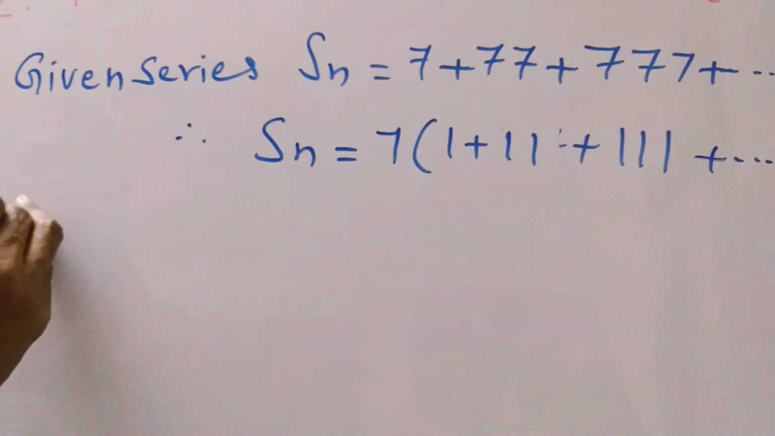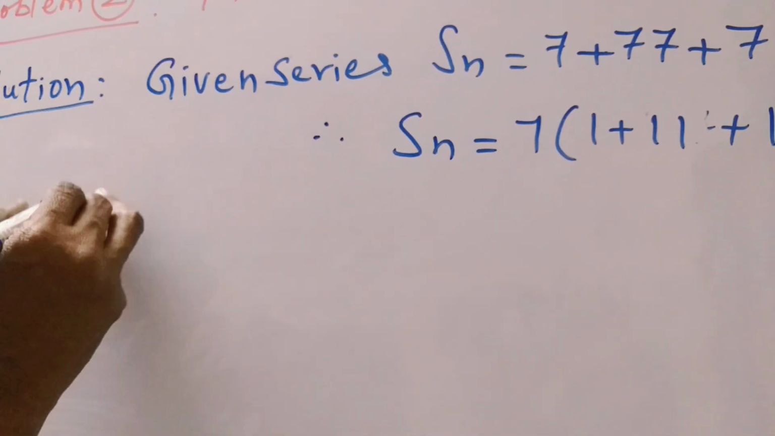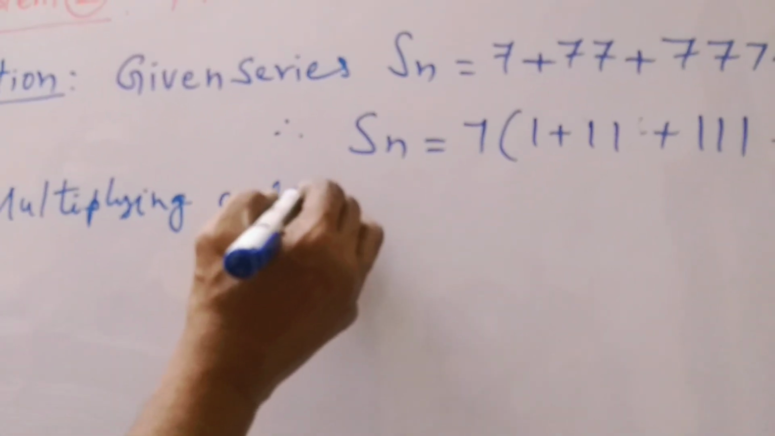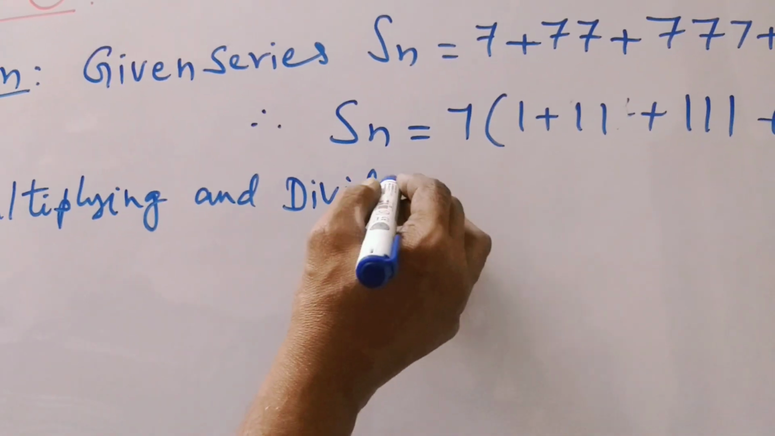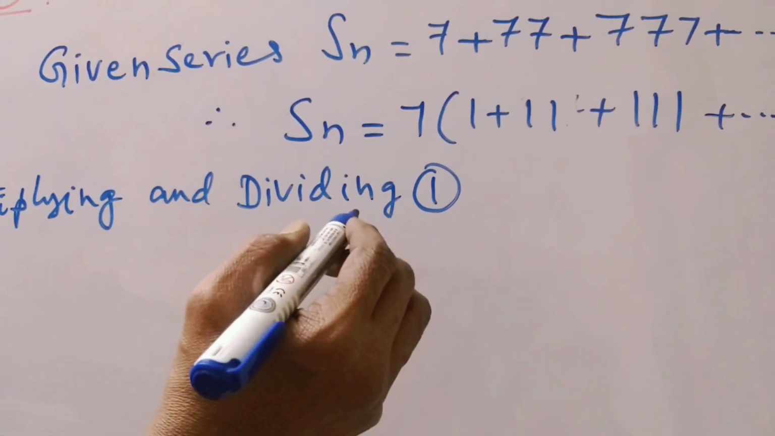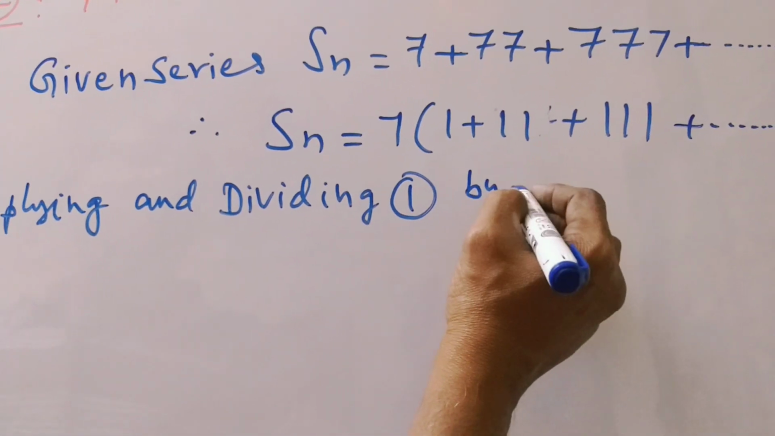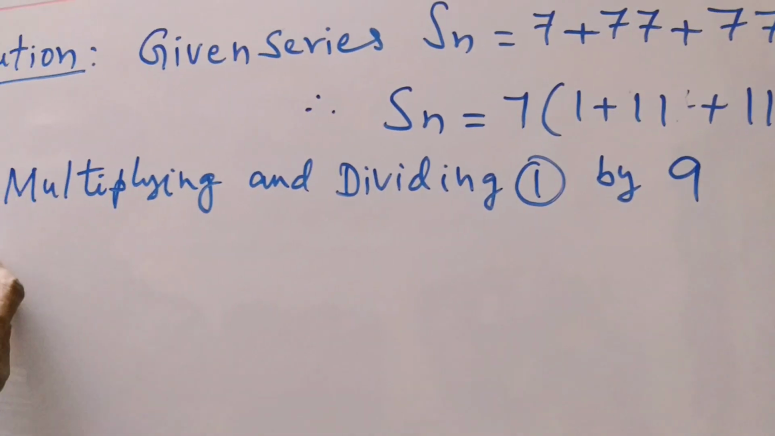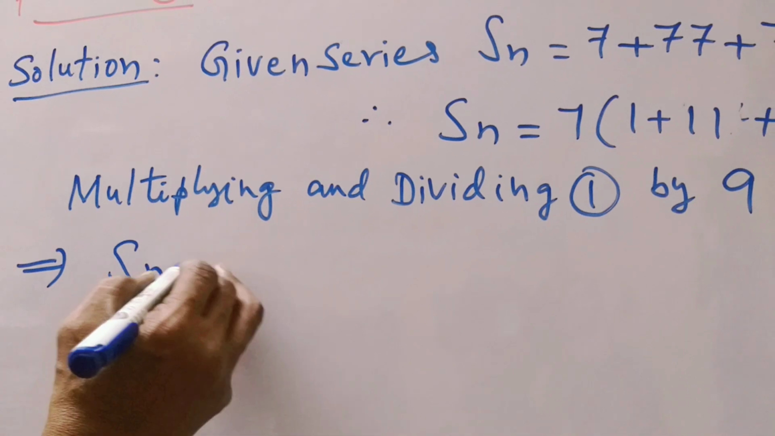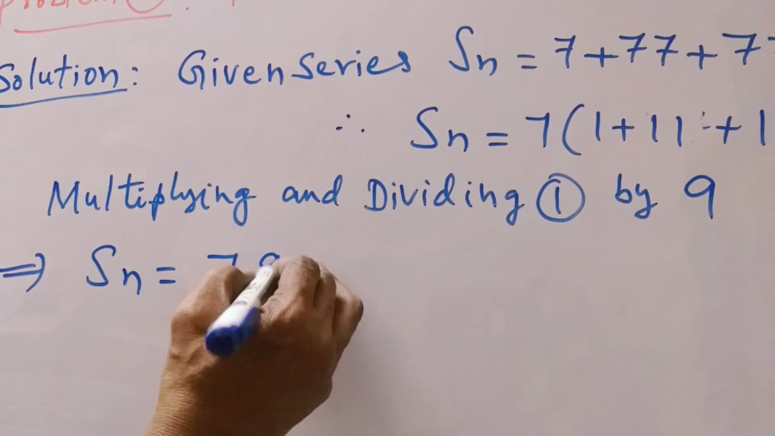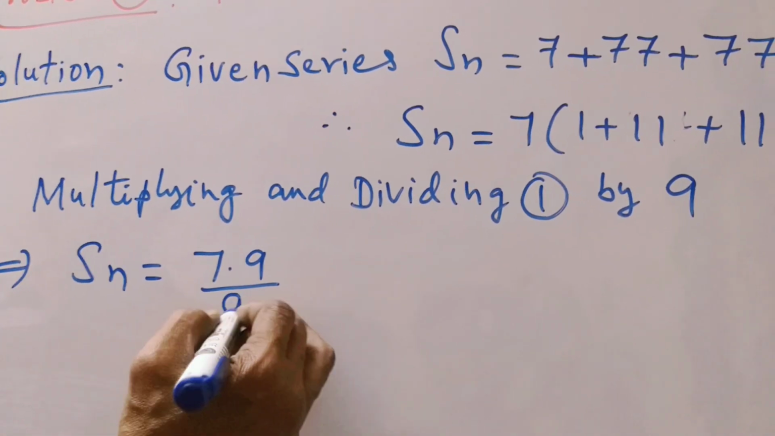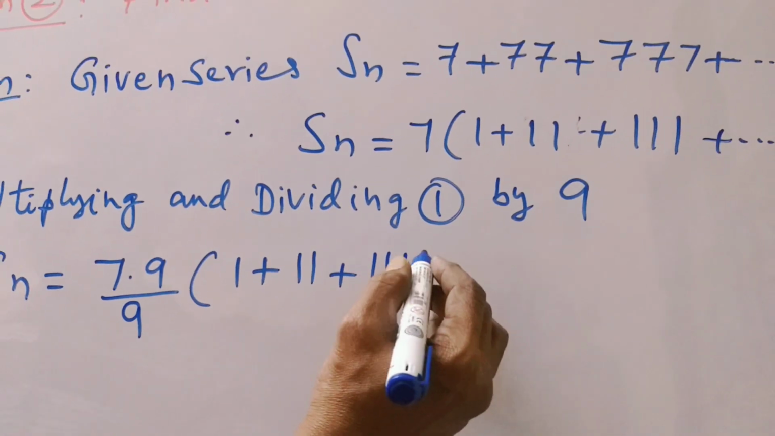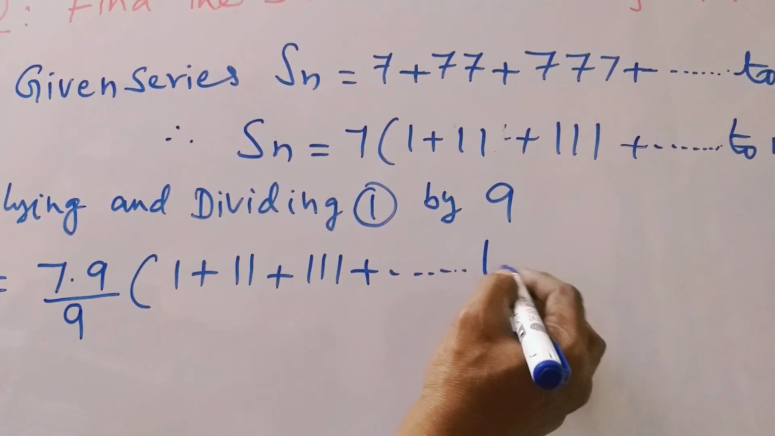Now multiplying and dividing by 9, S n is equal to 7 into 9 by 9 of (1 plus 11 plus 111 plus and so on up to n terms).